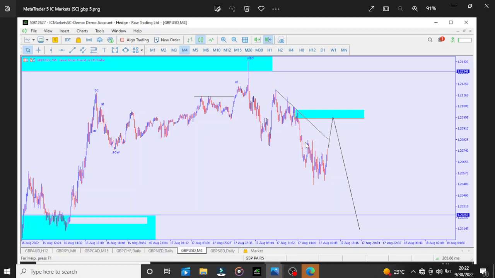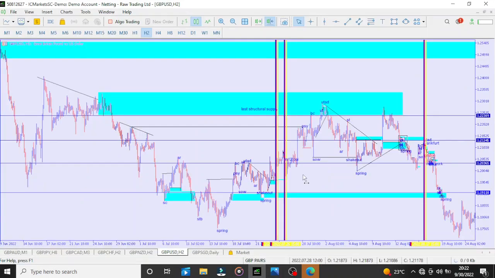So yes guys, this was the second entry. The first entry, I had already entered around this week. I expected the second entry around this one, but I missed out because I wanted a smaller stop loss. So let's get to the charts.